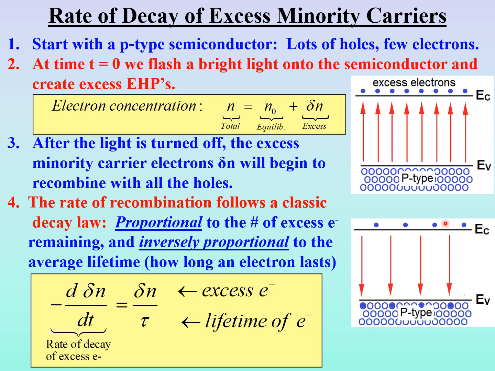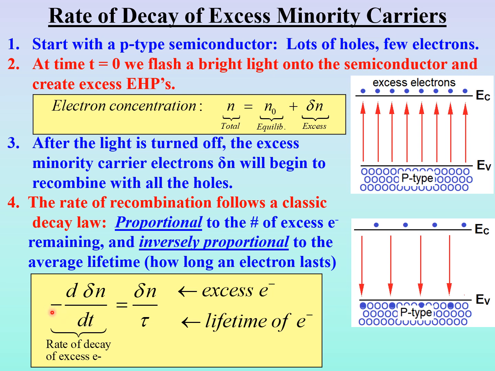If we have 10 times more electrons than normal, we're going to have 10 times the rate of recombination, just because there's 10 times more electrons available to recombine. So the rate of decay of excess electrons is given by the time derivative of the excess electron concentration, delta n. So I have d delta n divided by dt. This is the decay rate.